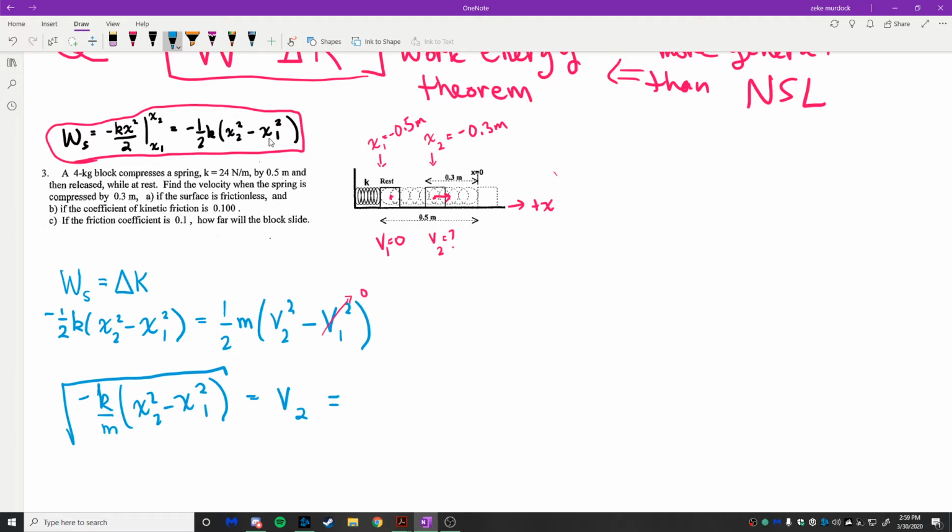Did you guys understand what we just did? It's not very many steps. In very many ways, this is a lot simpler than using Newton's laws. Using work energy is almost always going to be quicker and easier. So then we just need to plug in our numbers.